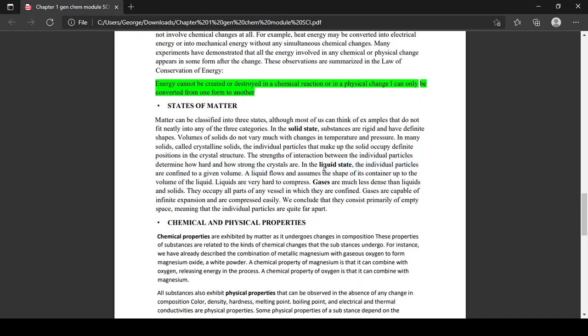Next, you have liquid naman, kids. A liquid's individual particles are confined to a given volume. It assumes the shape of its container, kids, and they are very hard to compress. And kids, gas naman, they are much less dense than liquids. They occupy all space of a vessel in which they are confined and they are capable of infinite expansion. They are easy to compress, unlike our liquid that is very hard to compress.